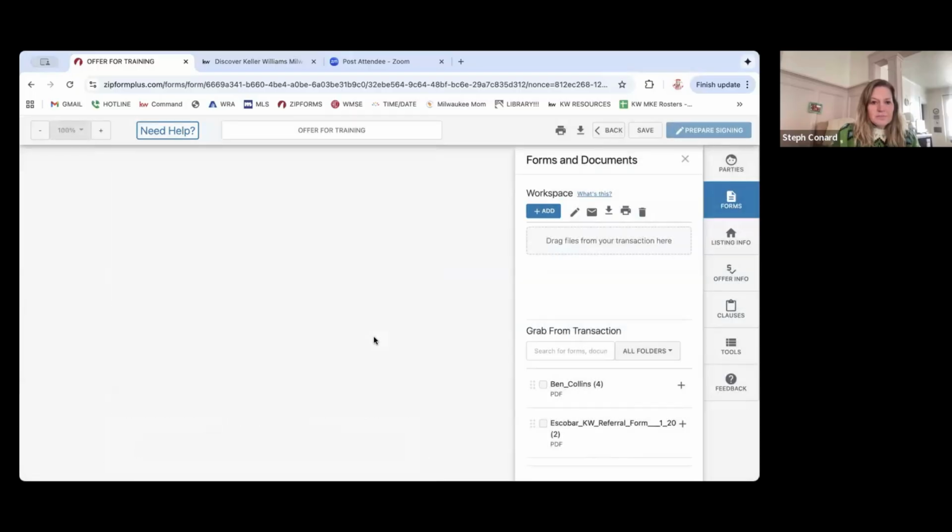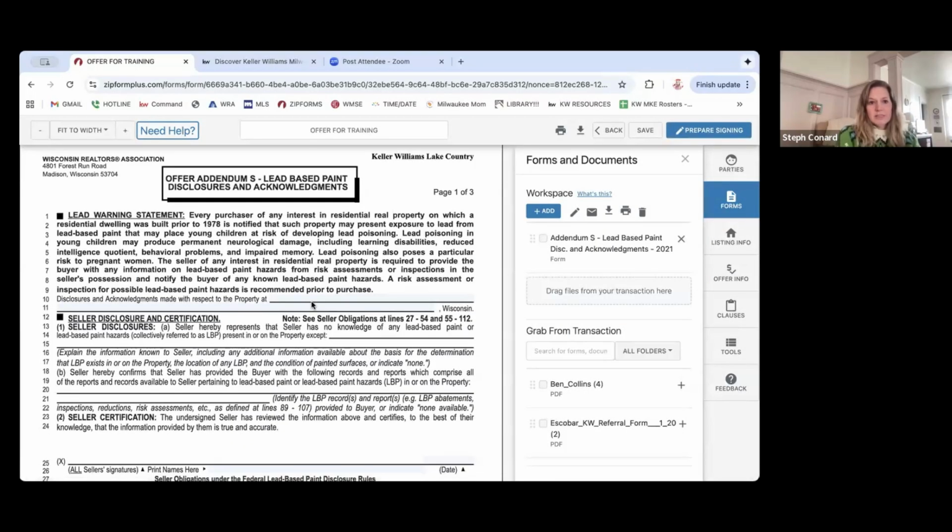So the first section, well, first it's a lead warning statement. Every purchaser of real property on which a dwelling was built prior to 1978 is notified that such property may present exposure to lead from lead-based paint. This is most affecting children, and it describes the behavioral problems that children exposed to this might be at risk for. Then on lines 10 through 11, you're going to indicate the property.